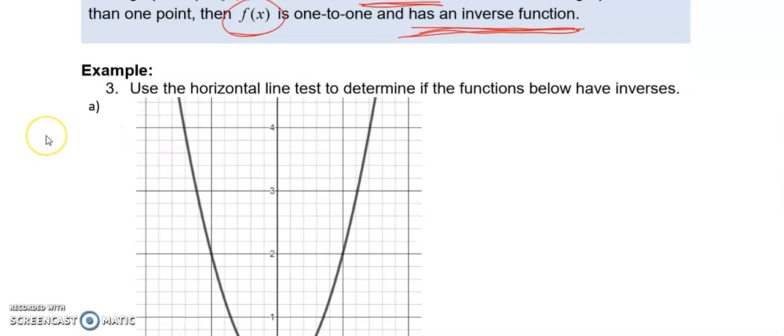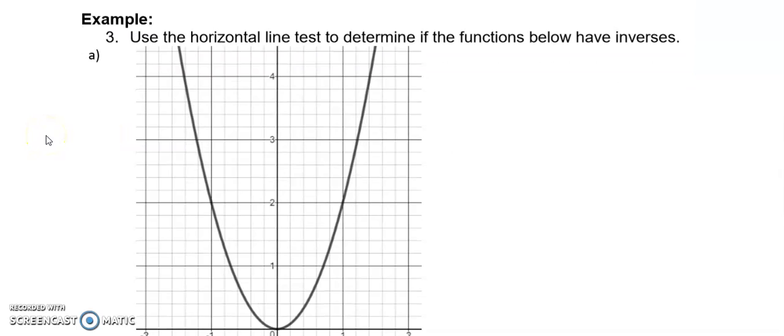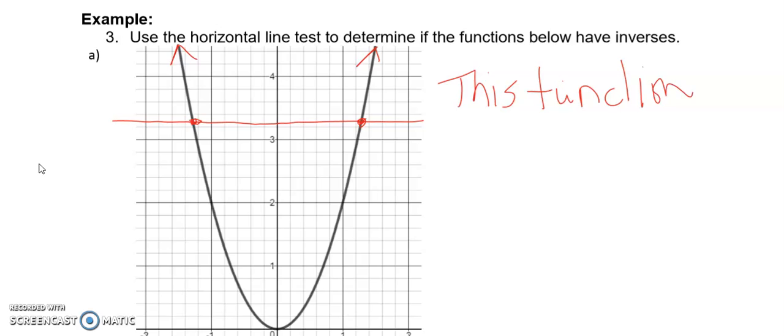So, example number 3, this will take us about 30 seconds. Use the horizontal line test to determine if the functions below have inverses. Well, here's A. It's a parabola opening upward. Now I can clearly see it's a function because it passes the vertical line test. There's arrows on the end of those curves, by the way. But does it have an inverse? Well, if you could draw a horizontal line anywhere that hits that graph more than once, and this one does, by golly, look at that. So this function does not have an inverse.